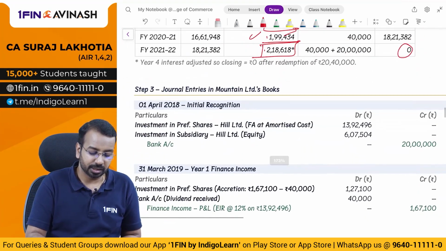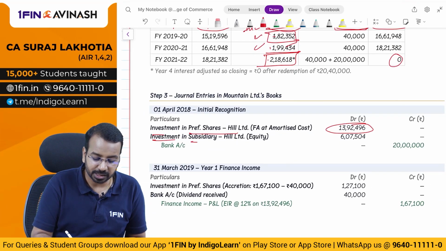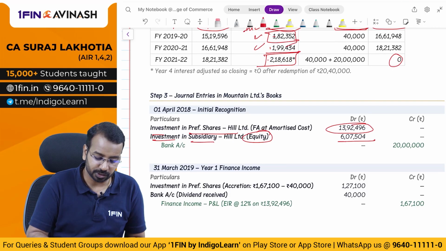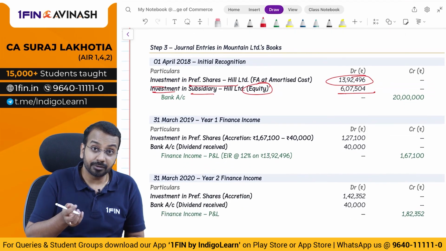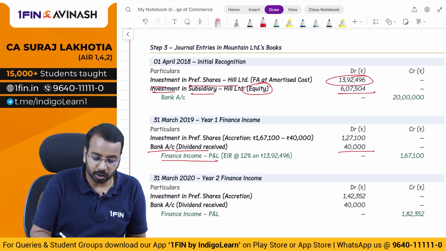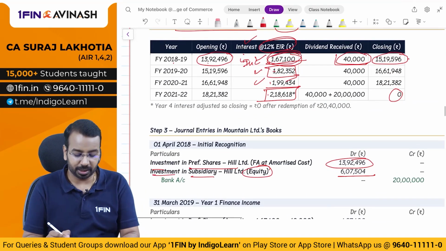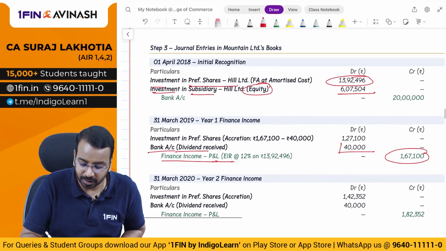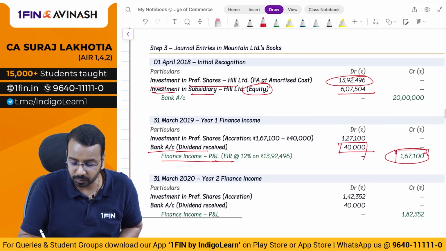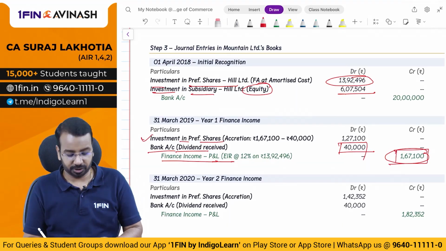Now what are the journal entries? First, investment in preference shares 13,92,000, investment in subsidiary equity 6,07,000. Then when we receive money, how much amount will we receive? Bank account debit 40,000, to income or to P&L 1,67,100. See here, 1,67,100. We receive 40,000, while our income is 167,100. The balancing amount is debited to investment in preference shares.